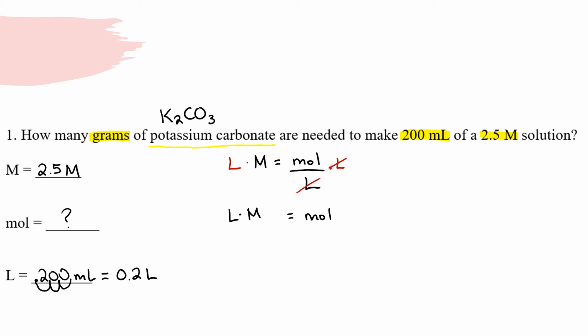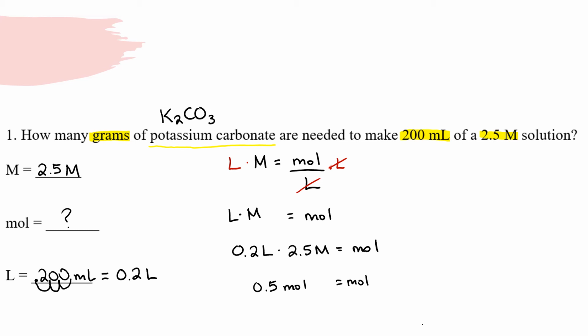Now that I have moles by itself, I'm going to plug in my numbers. So liters is 0.2 liter times 2.5 molar. When I multiply these two numbers together, I get 0.5 moles. We're not done. We want grams. So in order for us to convert moles to grams, we need to use the molar mass.